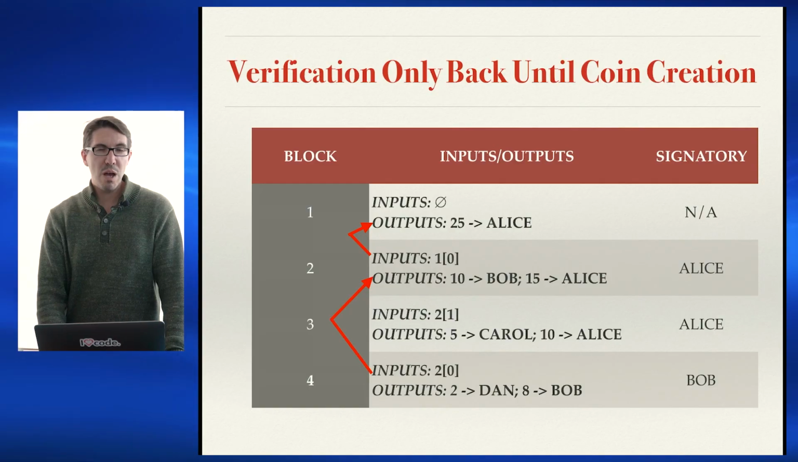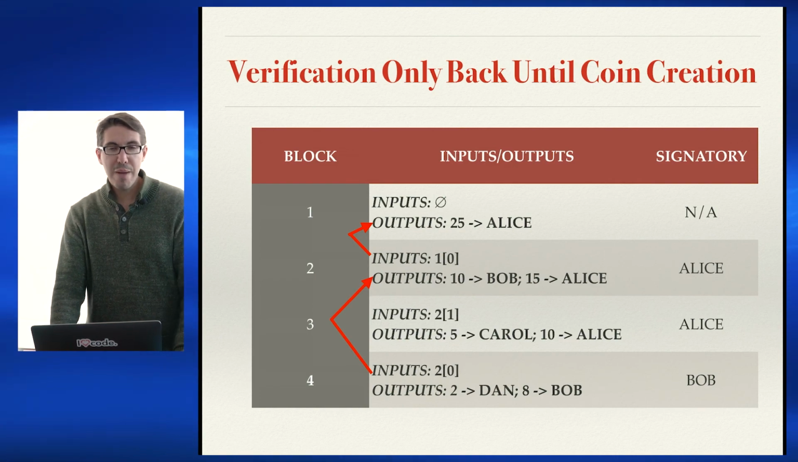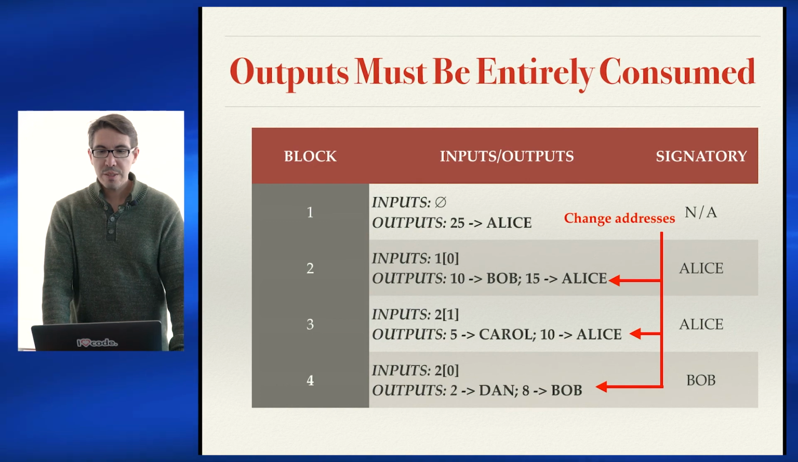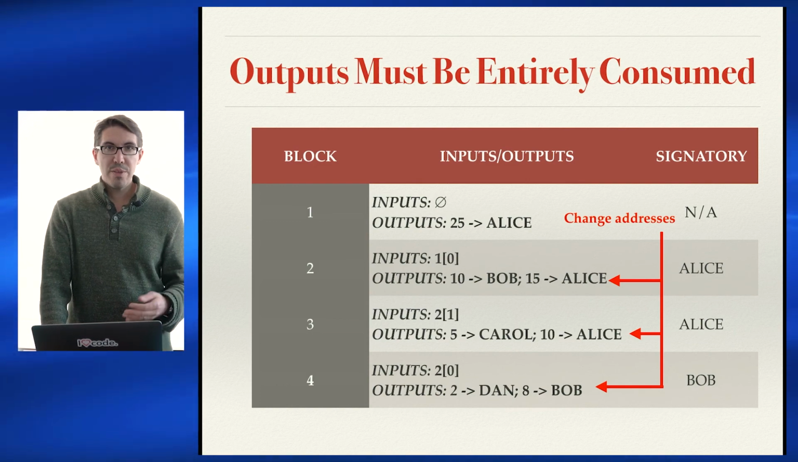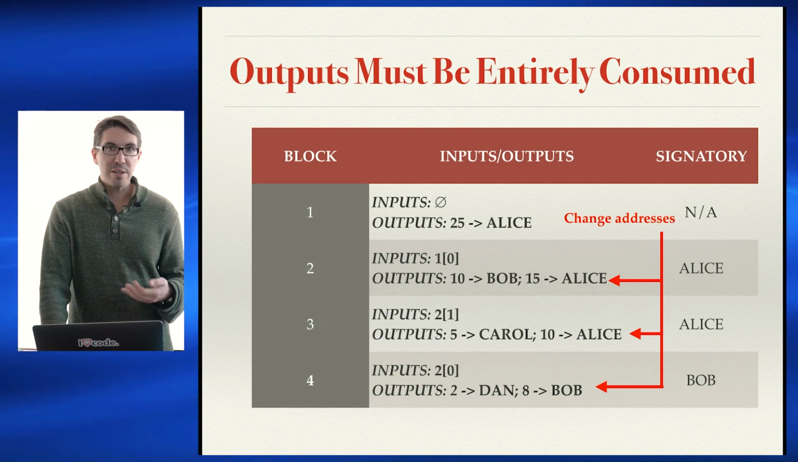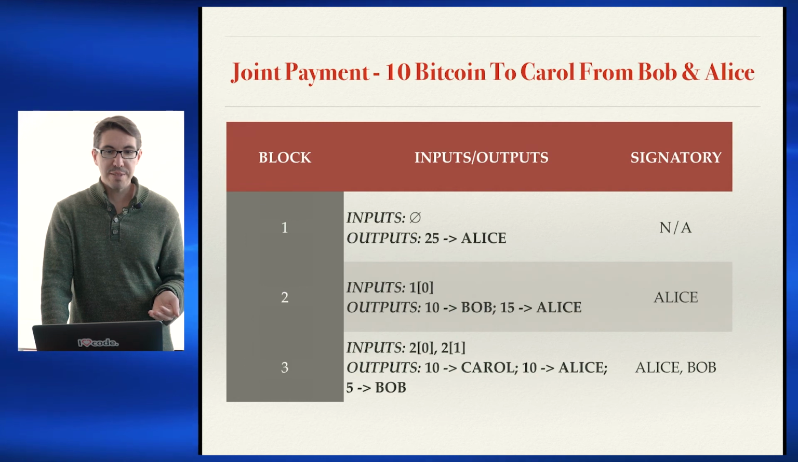So if we're trying to determine if something is valid, we actually can just follow the blockchain without seeing any of the irrelevant blocks, because we know we can follow the UTXOs back to where they were initially generated. This is one of the reasons that outputs must be entirely consumed. It allows this calculation to take place.